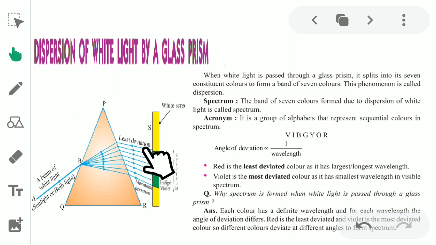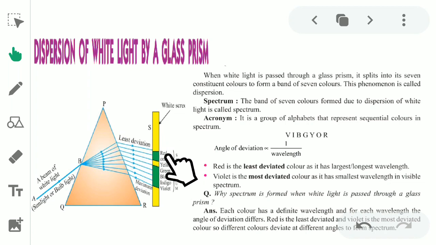You know the different colors arranged here. The band of 7 colors formed due to dispersion of white light is called a spectrum. The acronym of these colors is VIBGYOR, that is violet, indigo, blue, green, yellow, orange, red. We already saw what is meant by angle of deviation: the angle between the incident ray and the emergent ray.